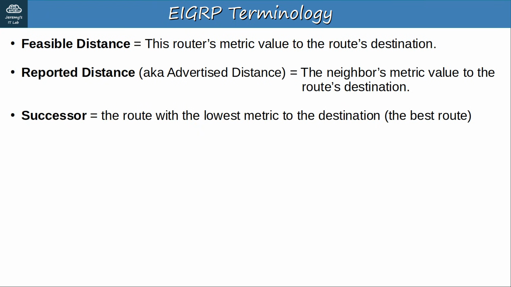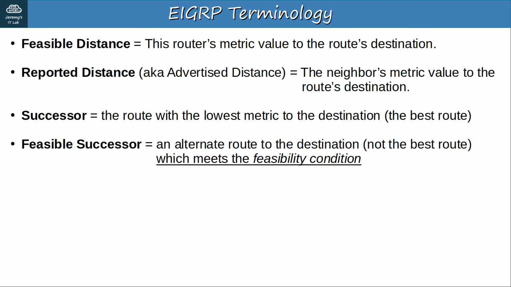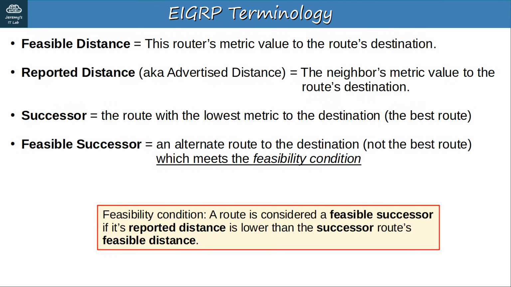However, there can be multiple successors if they have the same metric. EIGRP will do ECMP load balancing. A feasible successor route is an alternate route to the destination, which meets the feasibility condition. And finally, that feasibility condition is this. A route is considered a feasible successor if its reported distance is lower than the successor route's feasible distance.